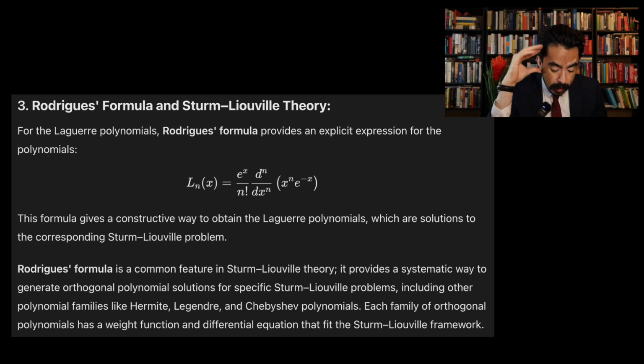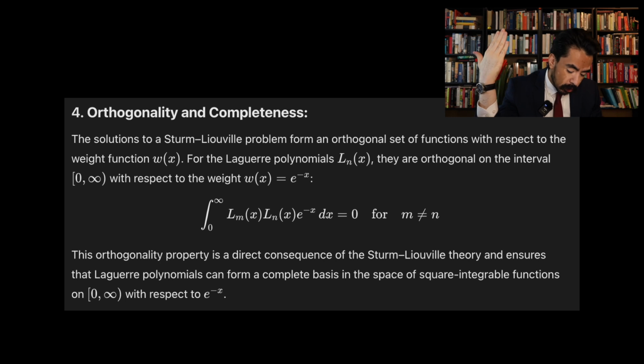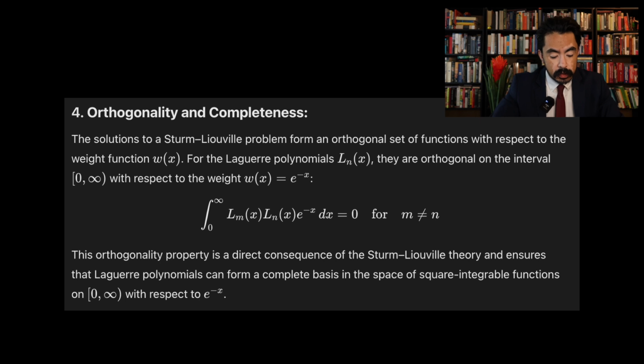I'm not going to go over that, but moving on. Each family of orthogonal polynomials has a weight function and differential equation that fit the Sturm-Liouville framework. Isn't that fantastic? So yeah, I've kind of alluded to this, but we might as well say a little something specific about orthogonality and completeness.